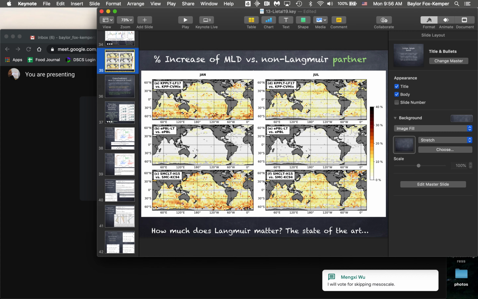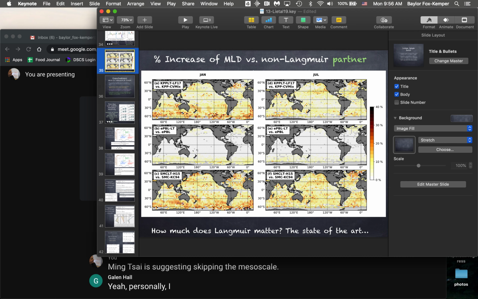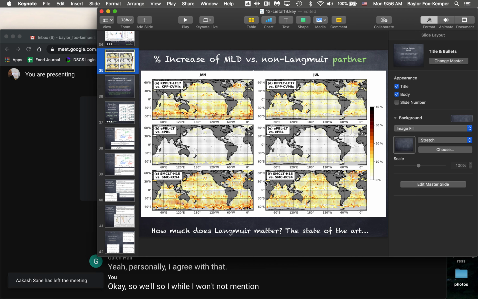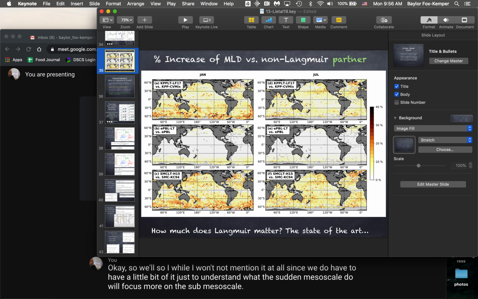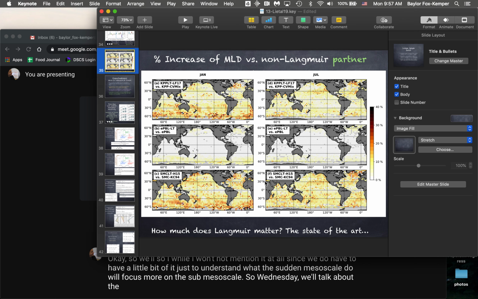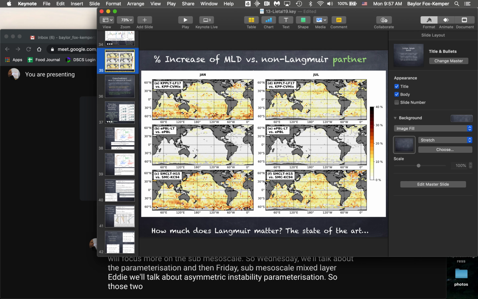Ming-Chi is suggesting skipping the mesoscale. Yeah, personally, I agree with that. Okay, so while I won't not mention it at all, since we do have to have a little bit of it just to understand what the submesoscale does, we'll focus more on the submesoscale. So Wednesday we'll talk about the submesoscale mixed layer eddy parameterization, and then Friday we'll talk about a symmetric instability parameterization. So those two pieces will come in on the next two classes.